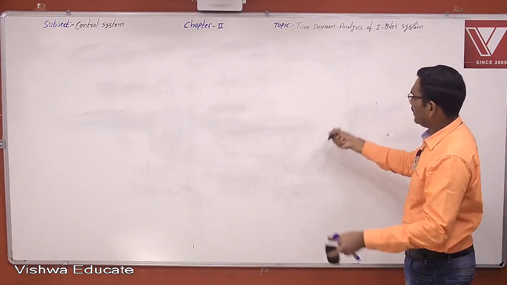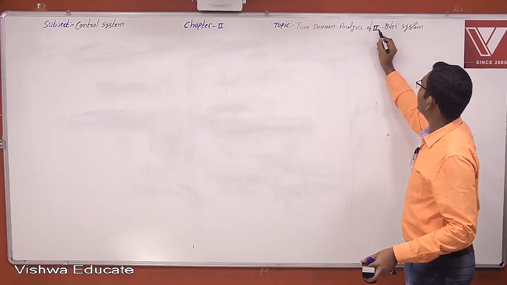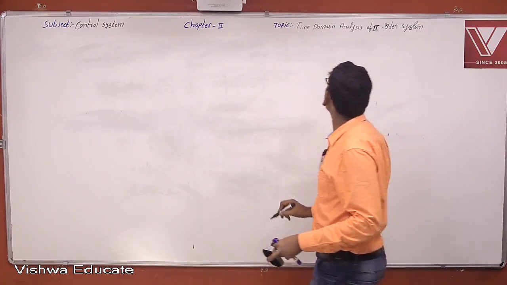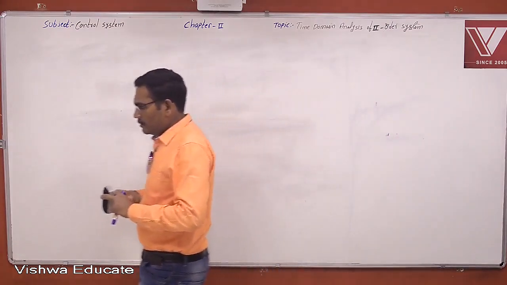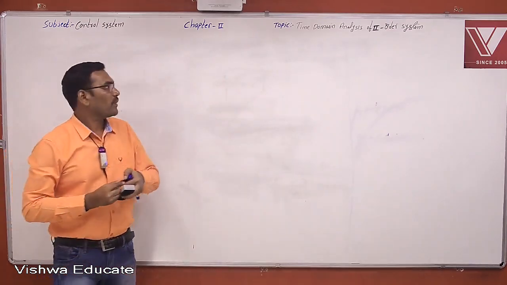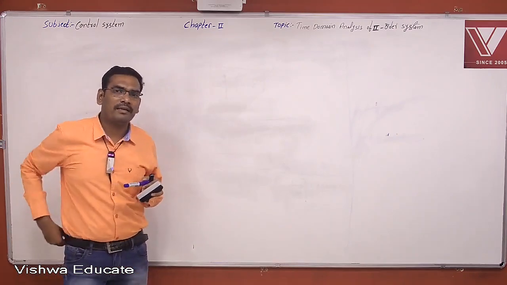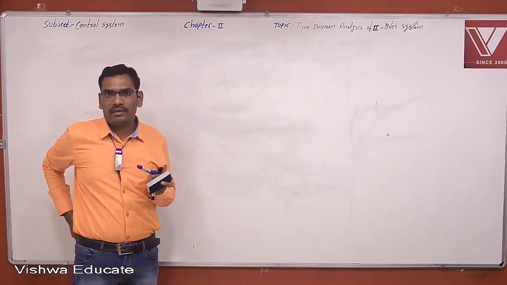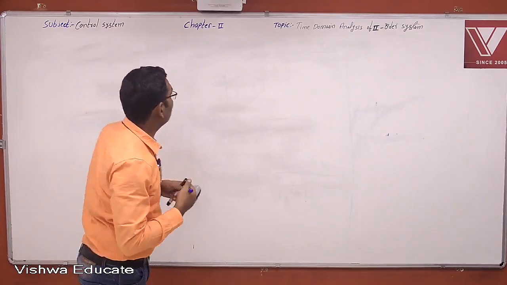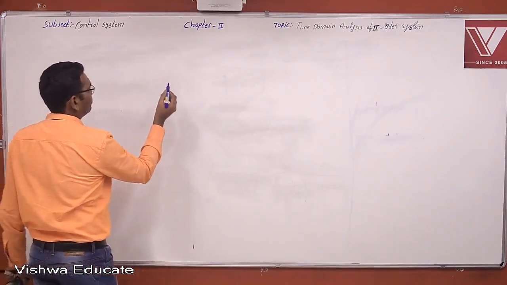Now we will see the time domain analysis of the second order system. Okay. Now this is the actual practical system. Most of the practical systems are second order systems. Okay. So this topic is very important from the GATE examination point of view. So now we'll find the transfer function first.